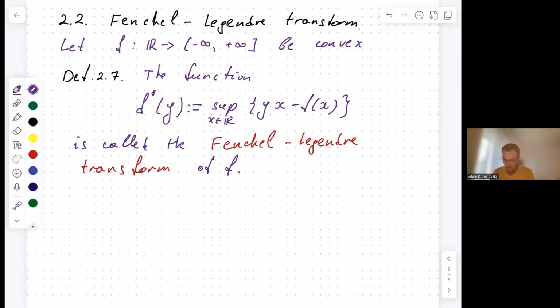Maybe it's also good to give you some picture, or just use a graph of a function, and somehow visualize the transformation which we have here. Let's assume that the function f is equal to, for instance, I do not know.